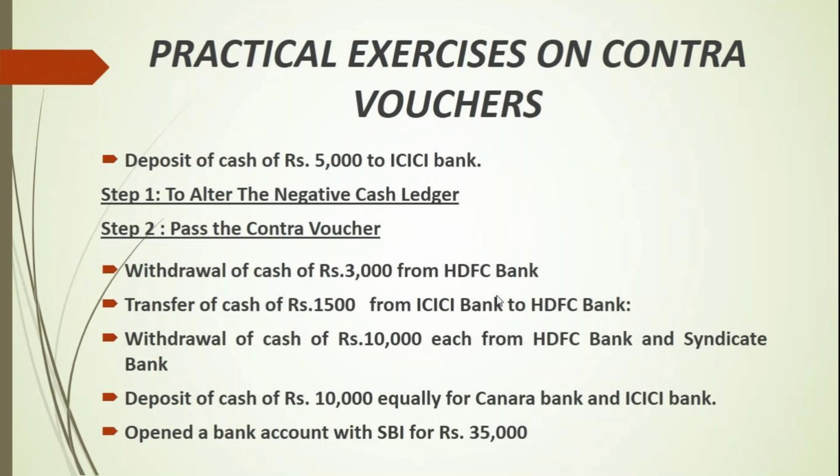The first one I've given is a deposit of cash of 5,000 into ICICI Bank. The company is depositing 5,000 rupees into the ICICI Bank. So how can we pass the entry? But before that, we have two steps to learn. Step one is to alter the negative cash ledger, because we cannot pass the voucher directly. That will be the other way of passing the entry.